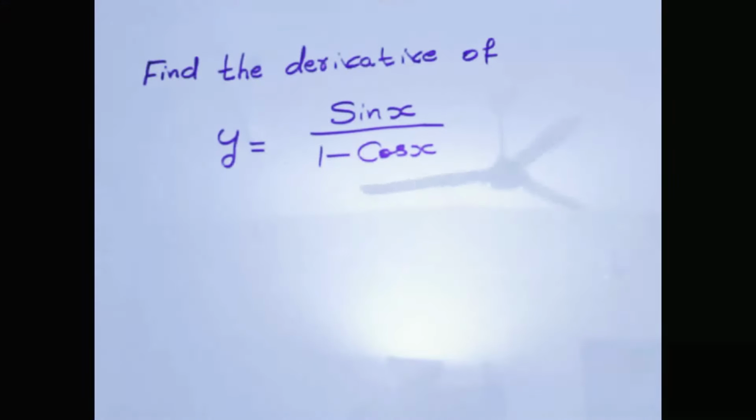Hi friends, now we can discuss one question regarding the quotient rule. This question includes sine and cosine, but it is a fraction, and the simplest form of the term is given, so we cannot simplify further.